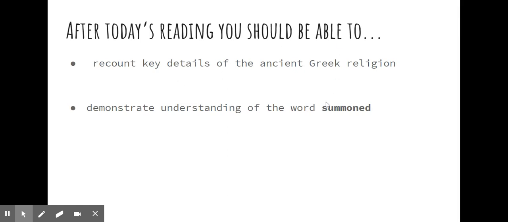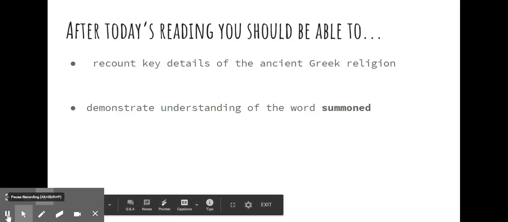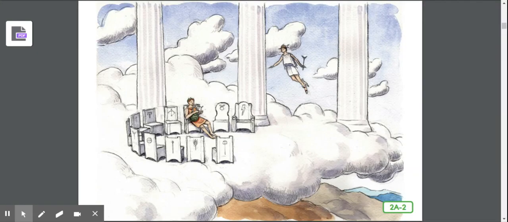So after today's read aloud, you should be able to recount key details of the ancient Greek religion, also demonstrate an understanding of the word summoned. So I want you to listen to this fictional story to learn more about the gods and goddesses the ancient Greeks believed lived on Mount Olympus. Again, though, this would be a fictional story for us to be listening to.